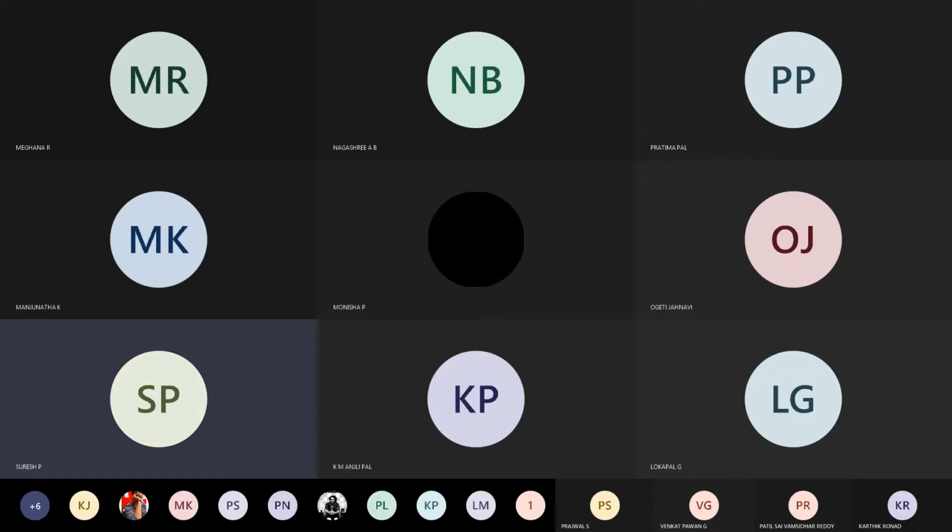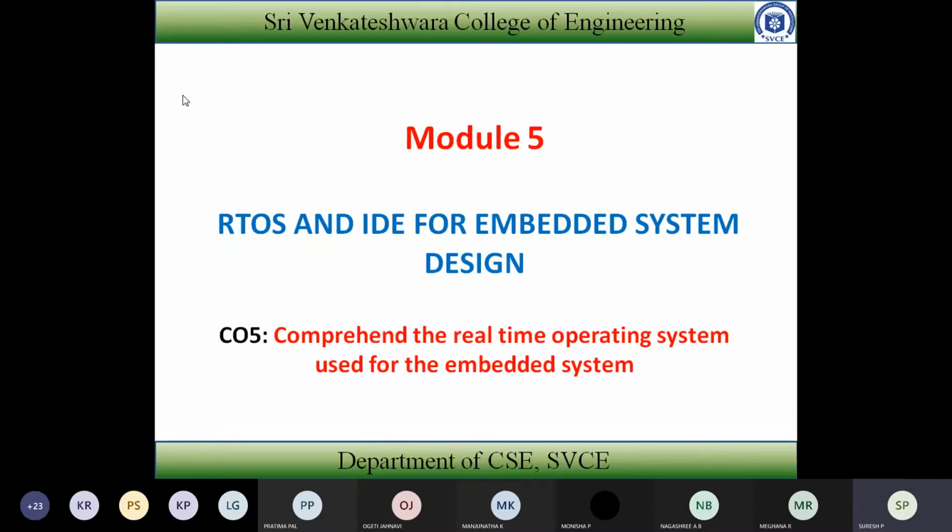Good afternoon to all. We completed your fourth module in the last class. Now we are going to start with your module 5. Module 5 of your syllabus of microcontroller and embedded system consists of RTOS and IDE for embedded system design, where RTOS stands for real-time operating system and IDE is integrated development environment. Now, what will be the course objective for this particular module?